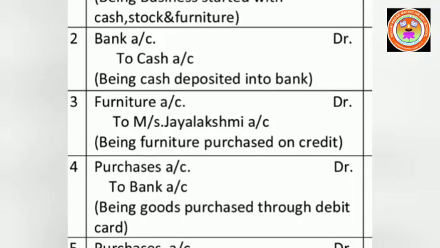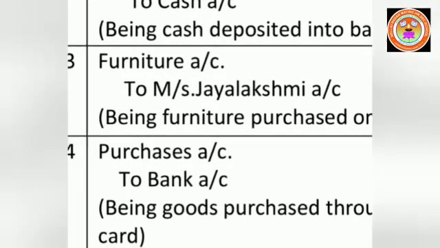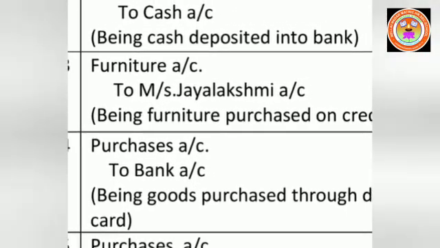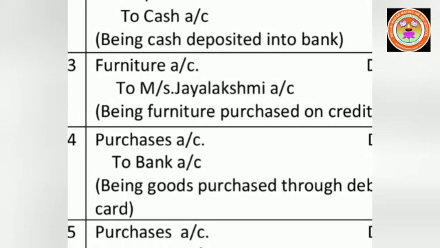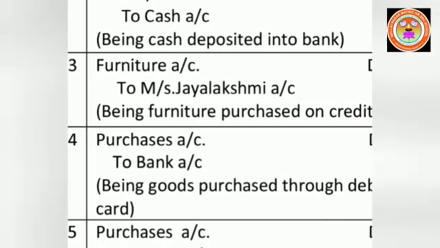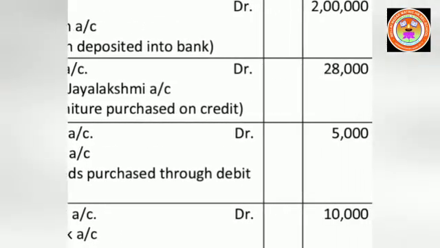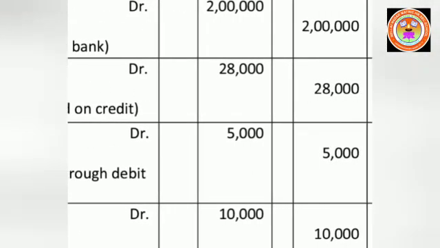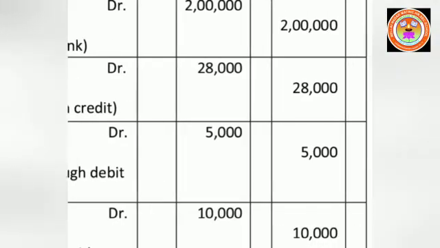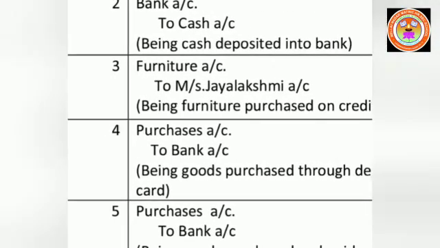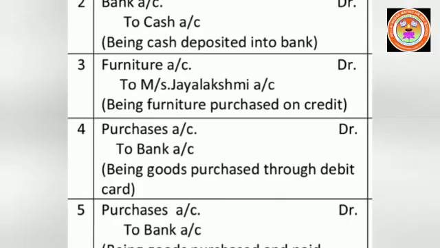Mrs. Jayalakshmi and Co. Otherwise Mrs. Jayalakshmi Furniture account. So you must credit Mrs. Jayalakshmi account. See, to Mrs. Jayalakshmi account. Otherwise you may write to Mrs. Jayalakshmi Furniture account. Both are correct. Write the amount in amount column, 28,000. Then write the narration, being furniture purchased on credit.